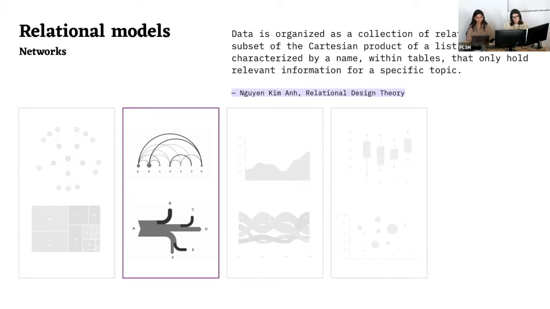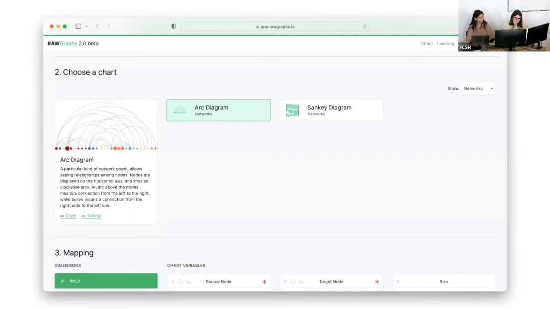Networks are relational models. Certainly they are not the same networks that we could make with, for example, Gephi or another tool, but we could see at the same time that we have two different kinds of chart for representing networks. Here we could filter again, and these are the two charts: the arc diagram and the Sankey diagram. Now we'll see what they are.